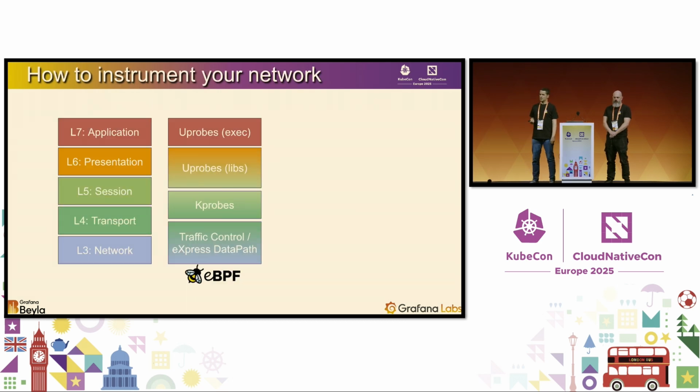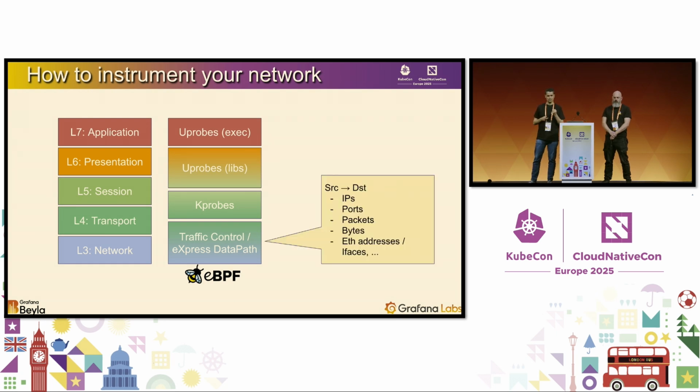The network, as I said, is not instrumented by a single program that does everything. You need to install multiple small programs in different parts of your system. Those programs go from programs in the traffic control or the express data path to get information from IPs, ports, packets, Ethernet addresses, interfaces. They will give you information about L3 and L4 layers. But this is very limited to connections.